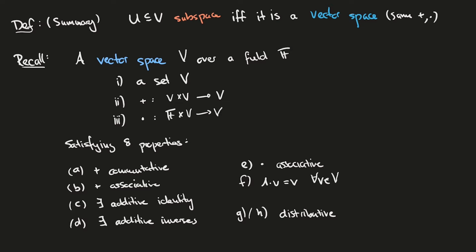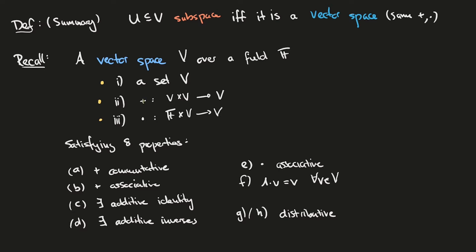Now, let's unpack the definition we've just made. So you don't forget it, I've given a brief summary of the definition up here. Since we want U not only to be a subset, but also a vector space, I figured it would be a good chance to review the definition of a vector space, so we know what we're actually demanding of U. Recall that a vector space V over a field F is a set V, together with an addition, which is a function from V cross V to V, and a scalar multiplication, which is a function from F cross V to V.